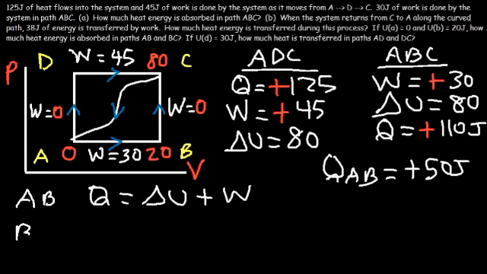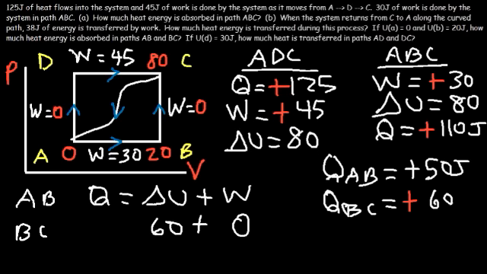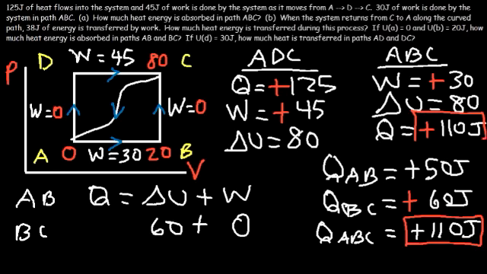Now what about path B to C? In path B to C, W is 0, but going from B to C, the change in the internal energy is positive 60. It changes from 20 to 80. So final minus initial, 80 minus 20 is 60. So Q is 60. Therefore, QBC is equal to positive 60. And this is in line with QABC, which is 50 plus 60, which is 110. And as we can see, these two are equal to each other.